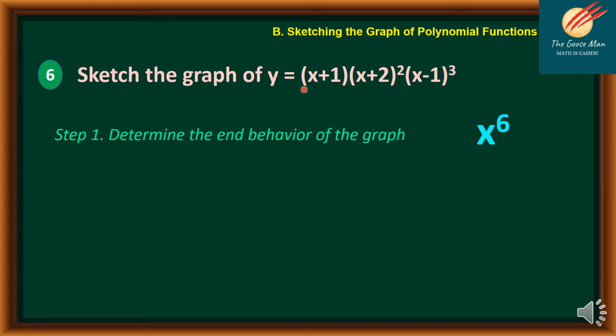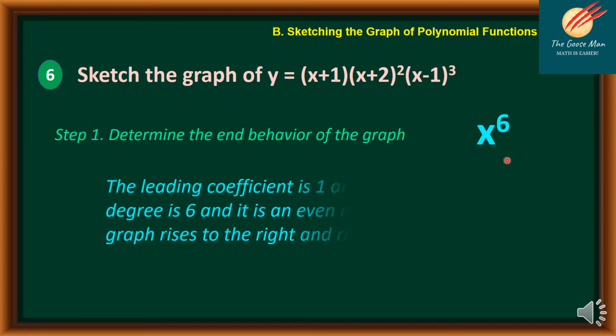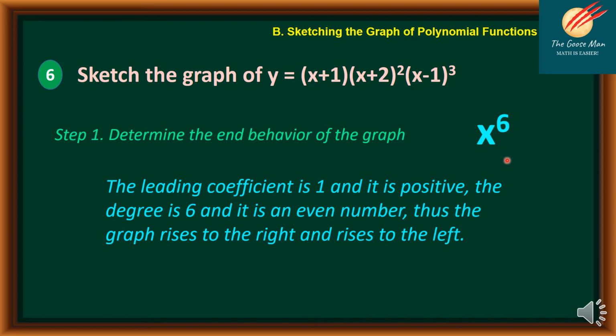Meaning to say, if we multiply here, (x plus 2) squared, the highest exponent is x squared. Then we have (x minus 1) cubed, the highest exponent is x cubed. x times x squared times x cubed will give us x to the 6th power. Next, the leading coefficient is 1 and it is positive, the degree is 6, and it is an even number. Thus the graph rises to the right and rises to the left as well.